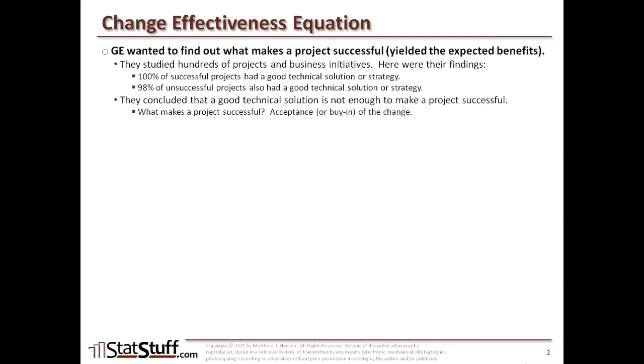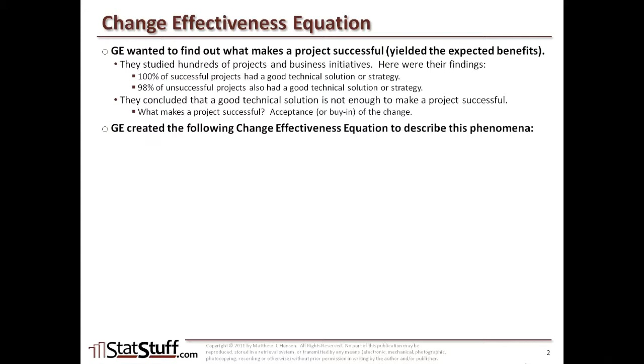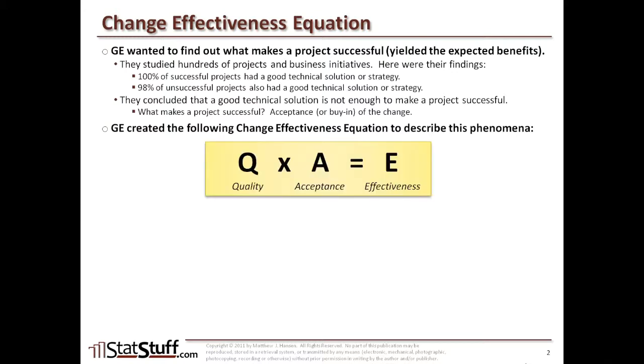So what is it that makes a project successful? Well, it's acceptance or buy-in of the change that they're trying to implement. So as a result, GE created what they call the CAP model, which is based off of a change effectiveness equation to help describe this kind of phenomena. So the equation looks like this: Q times A equals E. That is, quality times acceptance equals effectiveness.